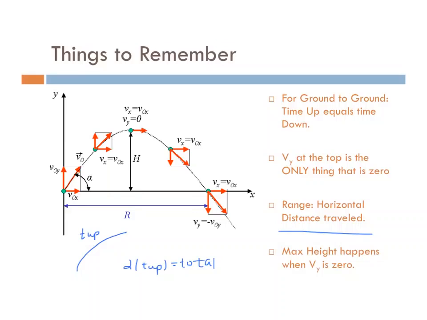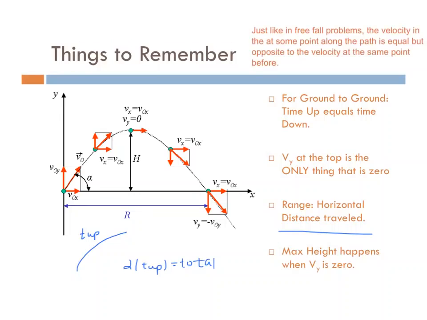And the last thing, just like in freefall problems, the velocity at some point along the path is equal but opposite to the velocity at the same point before. What that means is if I have a certain velocity here, let's say 25 meters per second, I'm going to be traveling at the exact same speed over here. And so notice how I said speed rather than velocity. The magnitude of my velocity will be the same as it was before, but obviously we're facing in an entirely different direction.